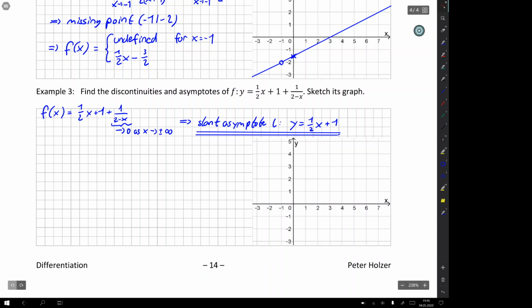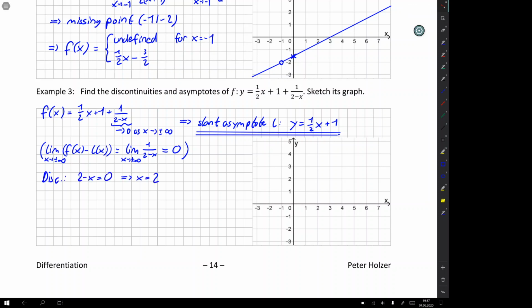Now we can just formulate to show it. Look at the difference of this function value and the function value here of the line. So f of x minus L of x. So this here minus this here, well, what remains is exactly the 1 divided by 2 minus x, and that goes off to 0 when x goes towards plus or minus infinity. Next, let's look at the discontinuities. Try to find the discontinuity and its behaviors. Stop the film, and here comes the solution.